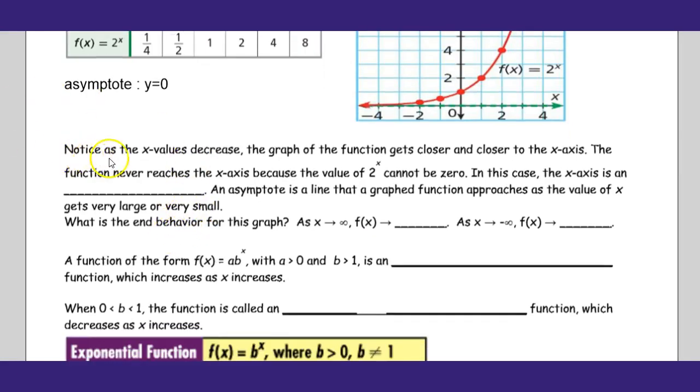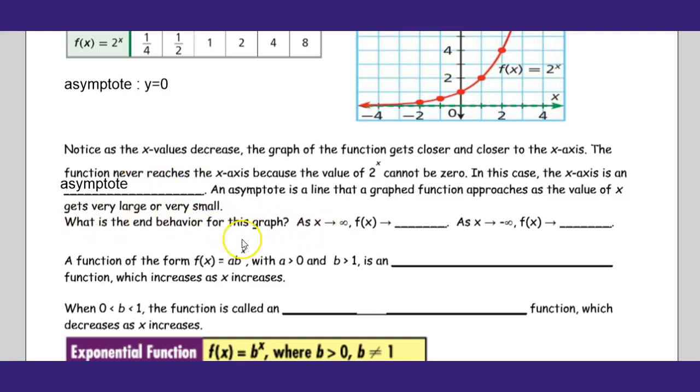Notice as the x value decreases, the function never reaches the x-axis because the value of 2 to the x cannot be 0. In this case, it is called an asymptote. An asymptote is a line that the graph of a function approaches as the value of x gets very large or very small. What is the end behavior of this graph?